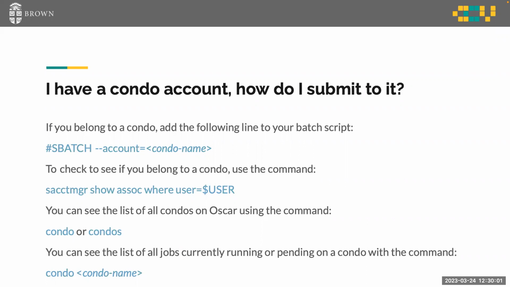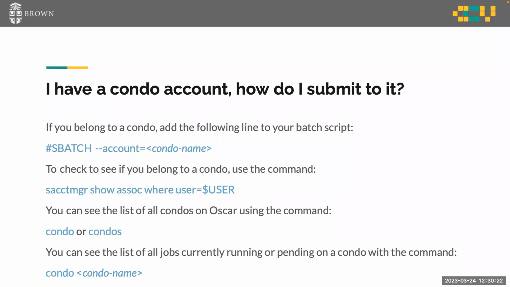You can see the list of all of the condos that are available on Oscar by using their 2 commands. There's the condo command, which is the older version of the command, and then there's the condos command with an S. The condos command with an S gives you a full breakdown of what the resources are per user, what's available on a per user basis on Oscar within the given condo.